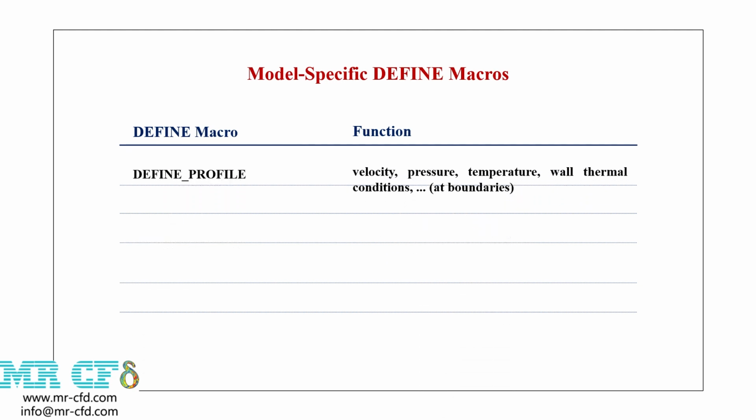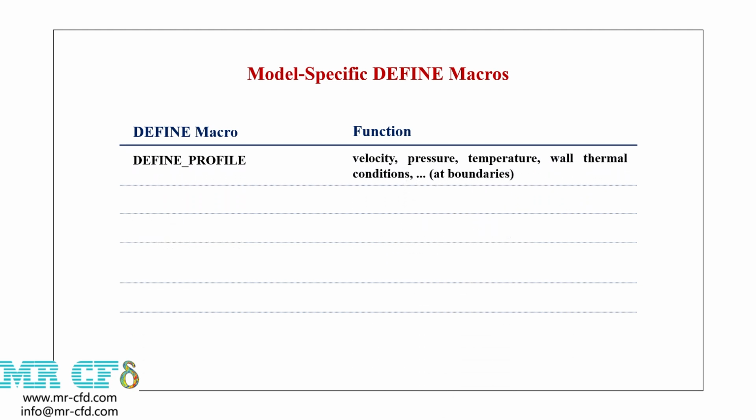Profile macro. This macro is used to define boundary conditions. For example, it is used to define pressure, velocity, and temperature variations at the inlet and outlet boundaries, or wall thermal conditions like heat flux variations, heat transfer coefficient, and heat generation rate, and many other cases. Property macro. This macro is used to define material properties. For example, it is used to define variations in density, viscosity, thermal conductivity, and other required thermophysical properties.